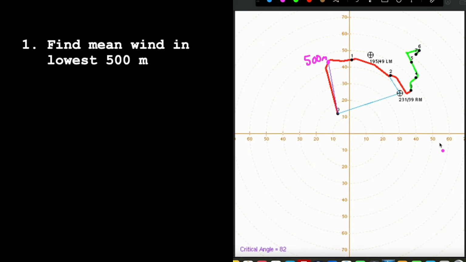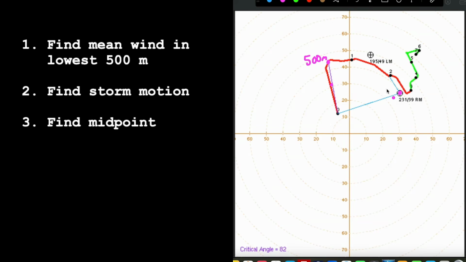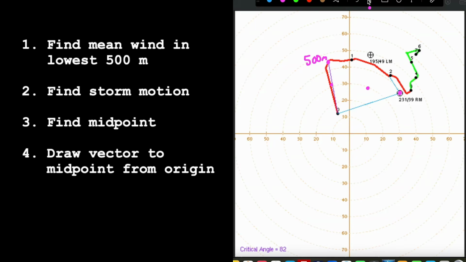So we want to find the mean or average wind in that lowest 500 meters of the hodograph. Just eyeballing it, it looks like it'll be somewhere kind of right in here. Doesn't have to be perfect, and it's not going to be right on the line because we have a little bit of curvature there in the low levels of that hodograph. But for our purposes here, eyeballing it is going to be okay. So there's our first point. Then we find the storm motion vector, that Bunkers right storm motion, which is right there. We then find the midpoint between these two points, which looks to be about right in there. We then draw a vector from our origin to that point, and that is our deviant tornado motion vector.